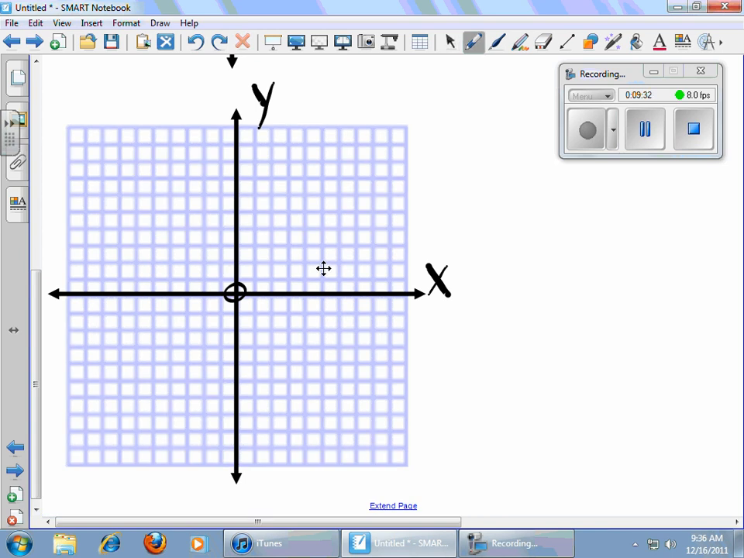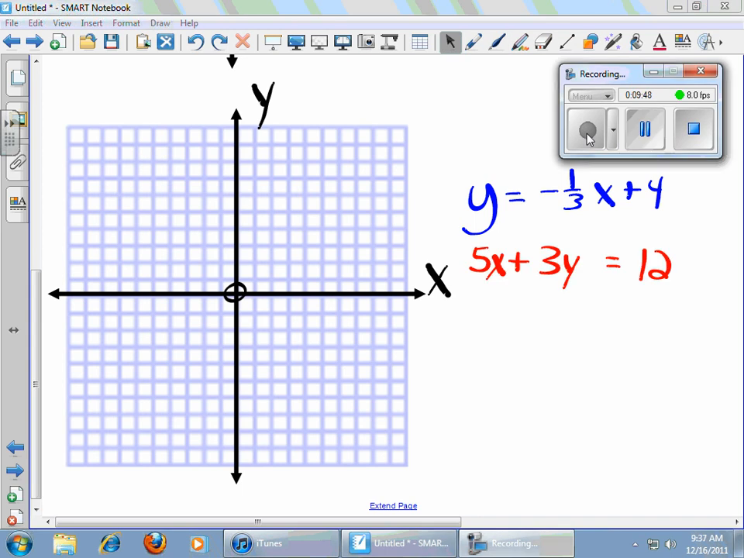All right, so let's say we have this equation. Let's go with y equals negative 1/3 x plus 4. And then let's go with, hold on 1 minute. Okay, so here are my two equations. I'm going to go ahead and graph the blue one first.